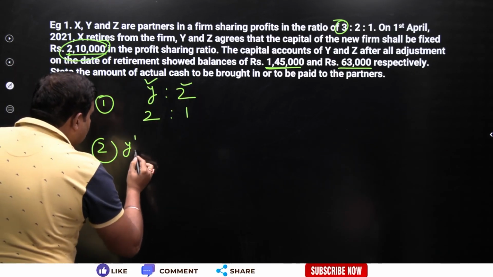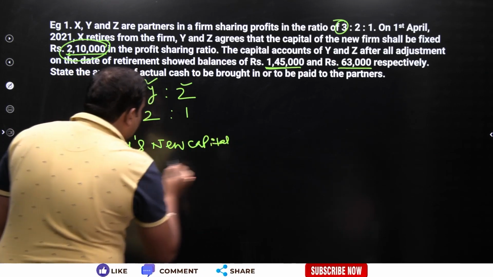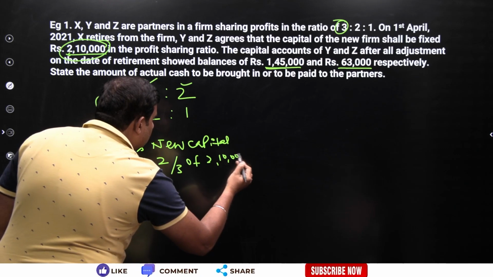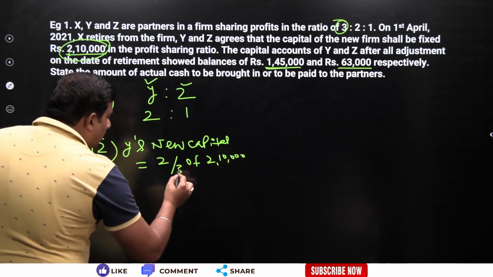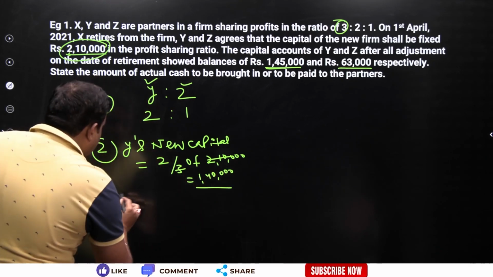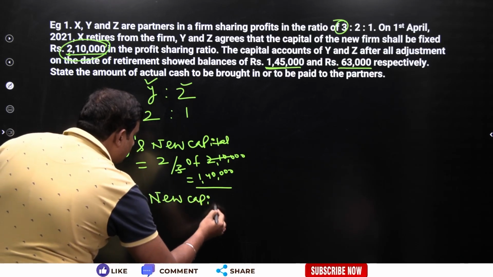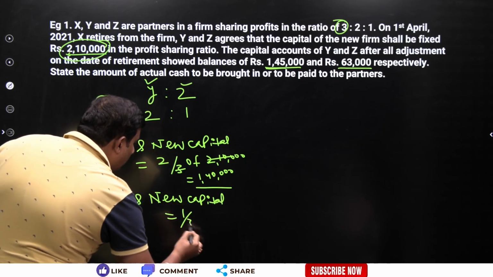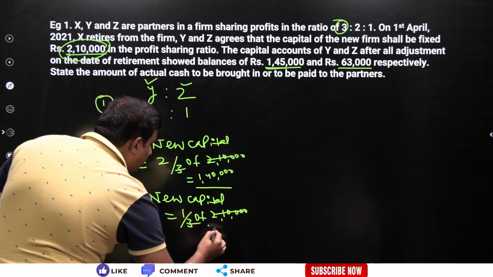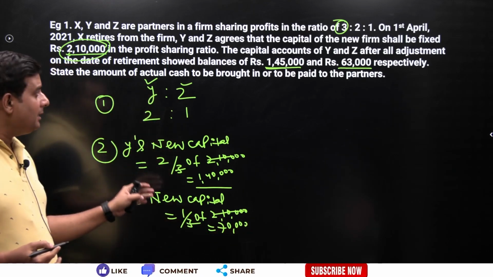So it means Y's new capital is 2/3 of 2,10,000. That should be 1,40,000. And Z's new capital equals 1/3 of 2,10,000. That should be how much? 70,000. So this is the required capital of Y and Z.